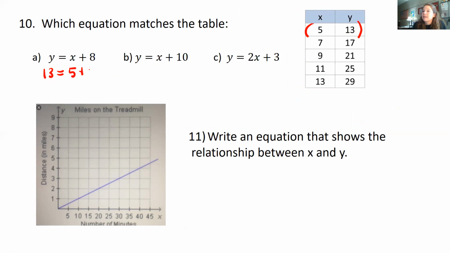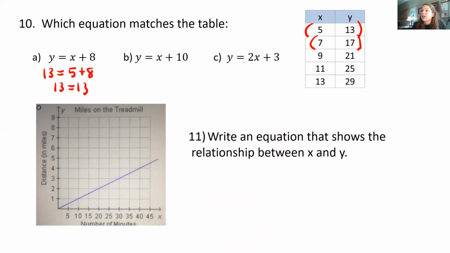5 and 13. All right, is that statement true? It is true. But don't just circle the answer and go, well, that one's got to be right. It's got to be right for the whole table, okay? Not just one. So we know the first one's right. Let's plug in the second X and Y value.